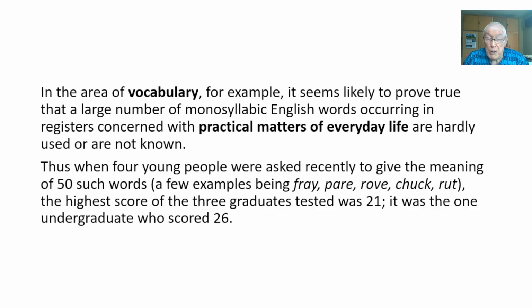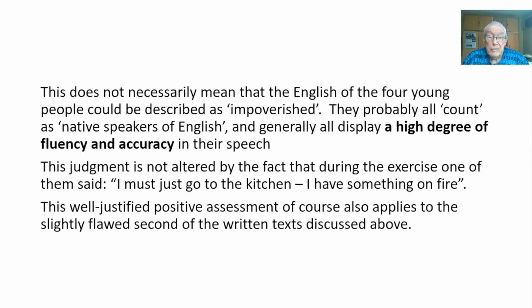Thus, when four young people were asked recently to give the meaning of 50 such words, a few examples being fray, pair (P-A-R-E), rove, chuck, rud, the highest score of the three graduates tested was 21. It was the one undergraduate who scored 26. This does not necessarily mean that the English of the four young people could be described as impoverished. They probably all count as native speakers of English, and generally all display a high degree of fluency and accuracy in their speech.